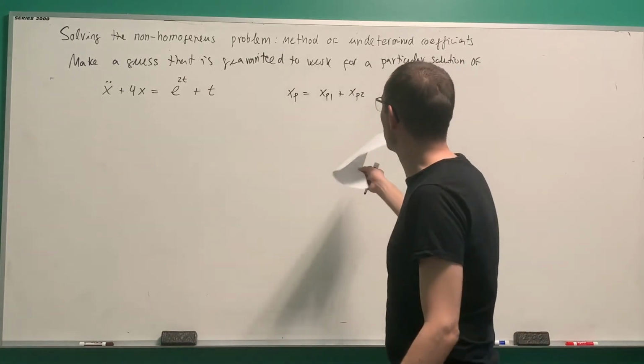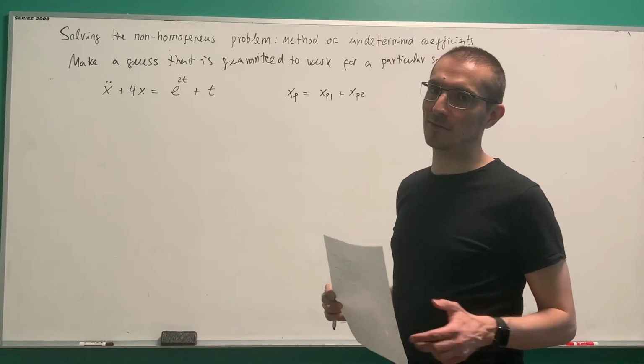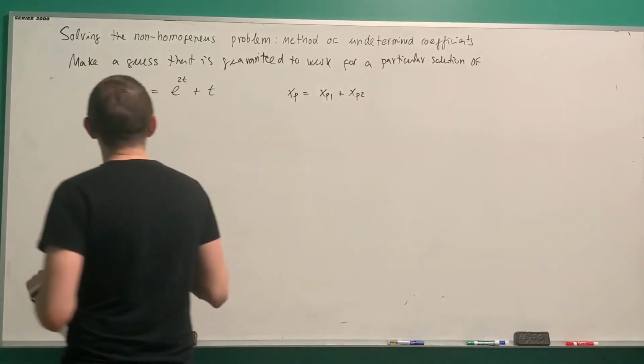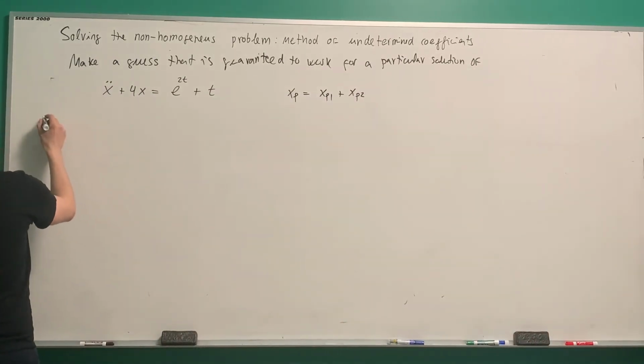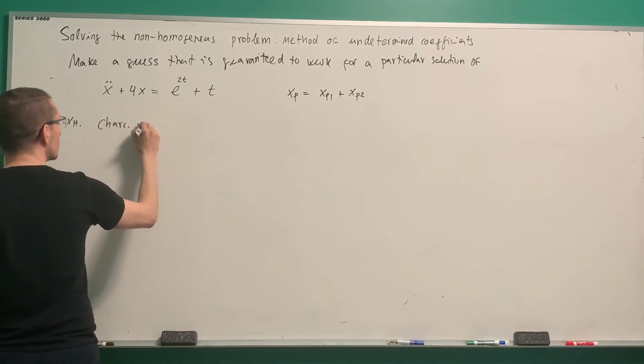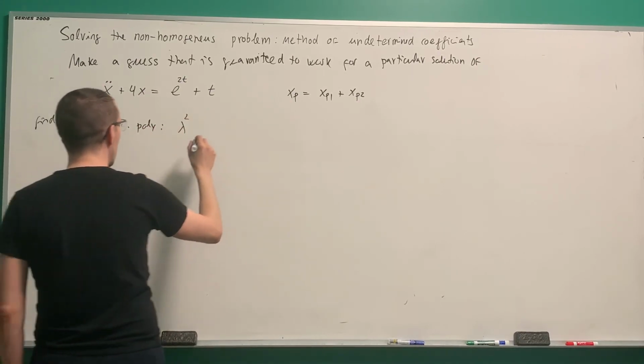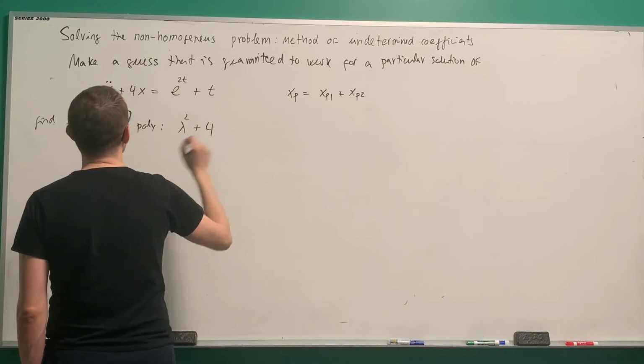Yes, you can, but it's much simpler if you work like this. Let's do this particular example. Let's solve it fully. This one. So first thing is find, as usual, xh. For that, we write the characteristic polynomial. And in this case, it's lambda squared plus 4.